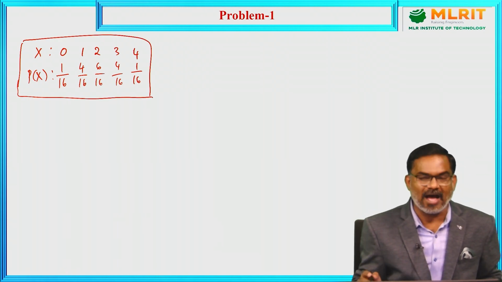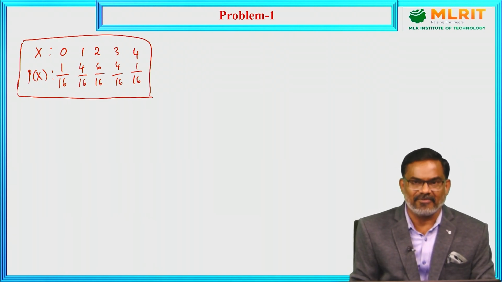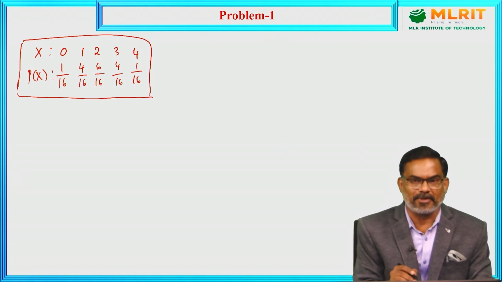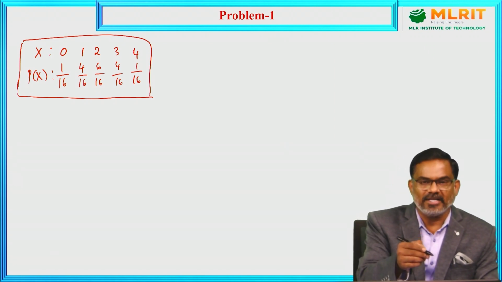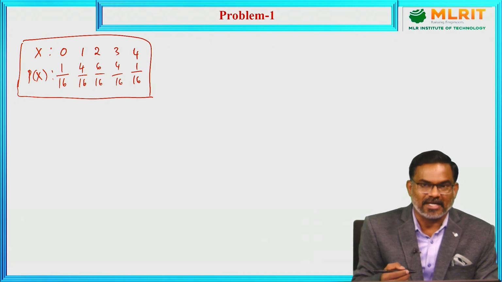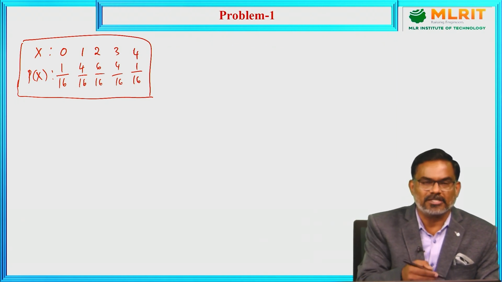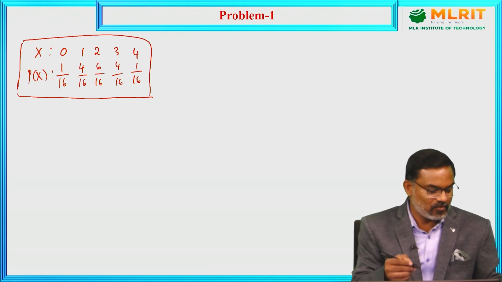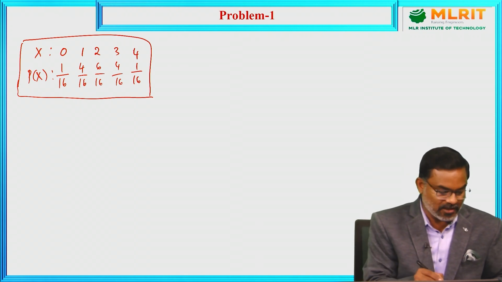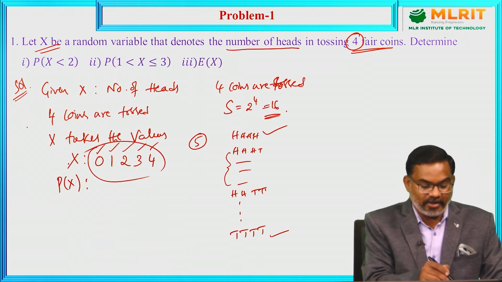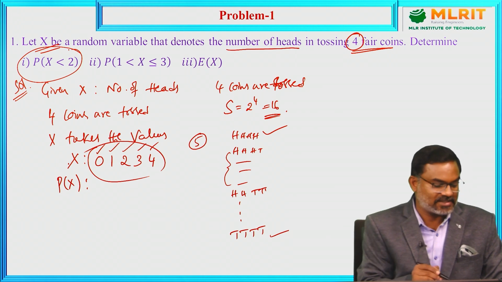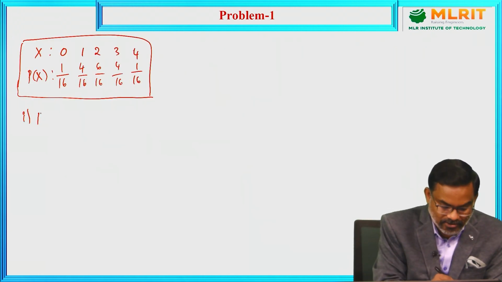So if you have the random variable, the values of the random variable, and you know the experiment, let us first find the probability distribution. Construct the table, X values and corresponding probabilities. Then we can find the required probabilities. Now in the given question, we need to calculate the probability of X less than 2. So the first question is the probability of X less than 2.